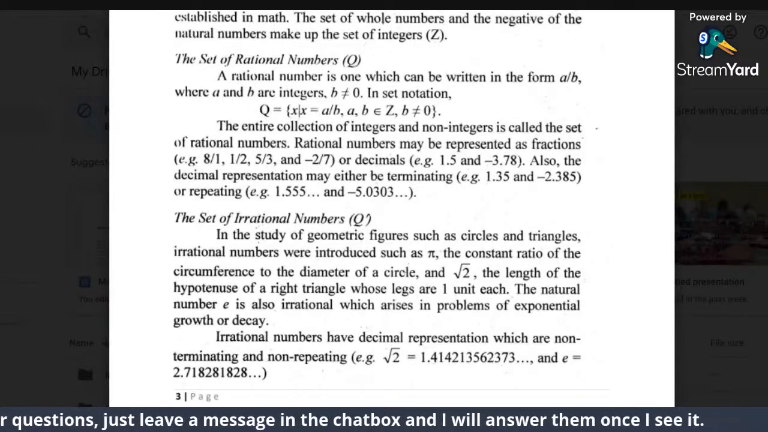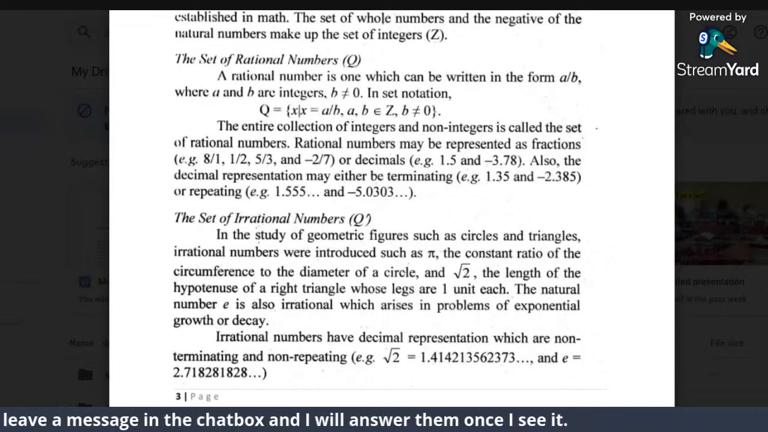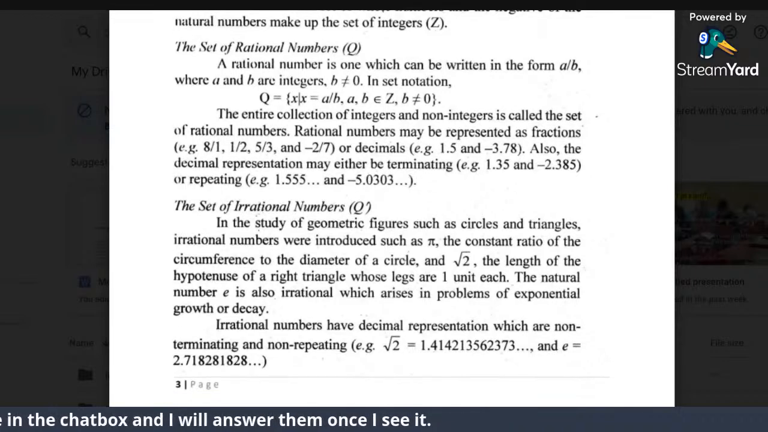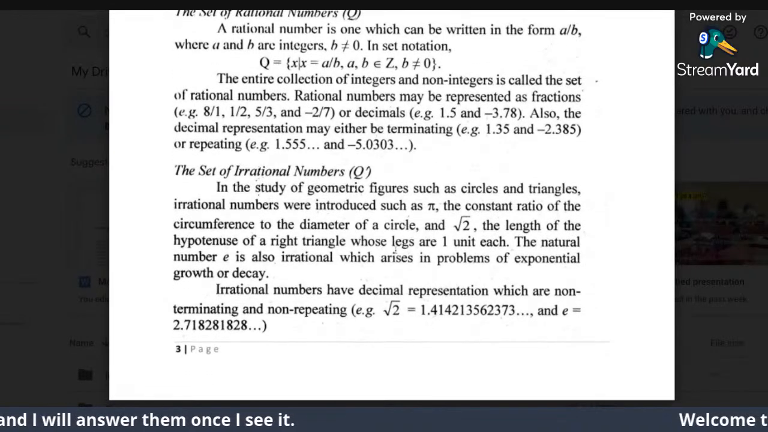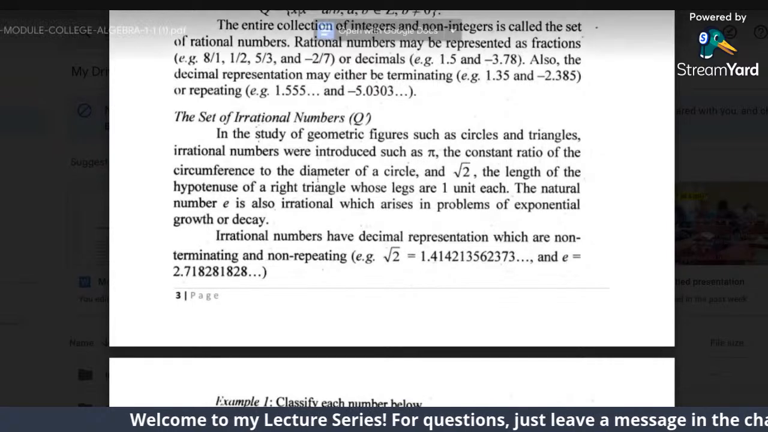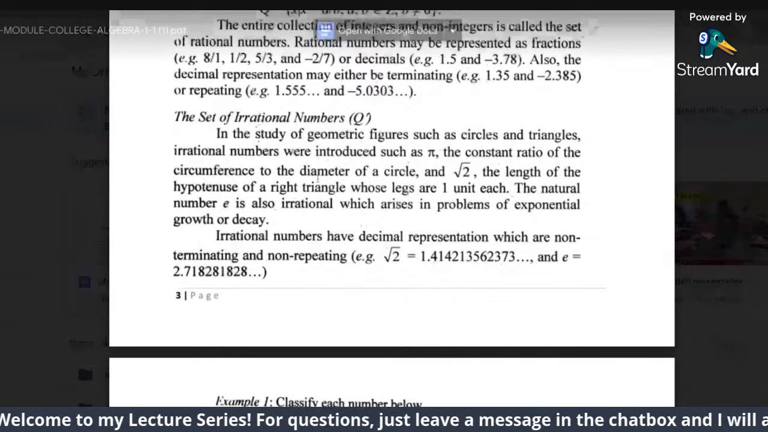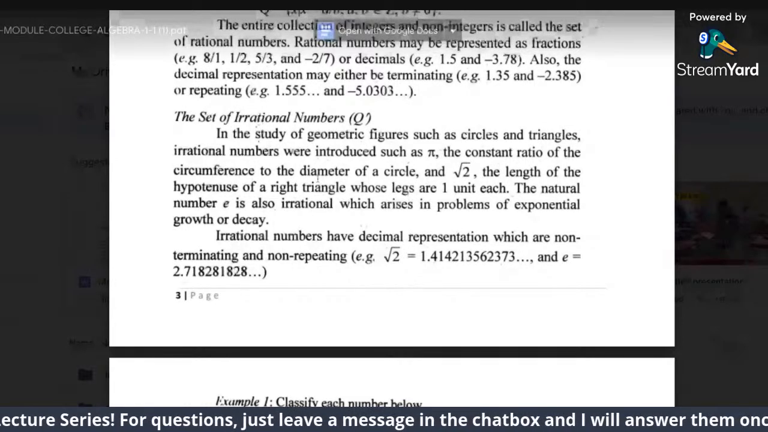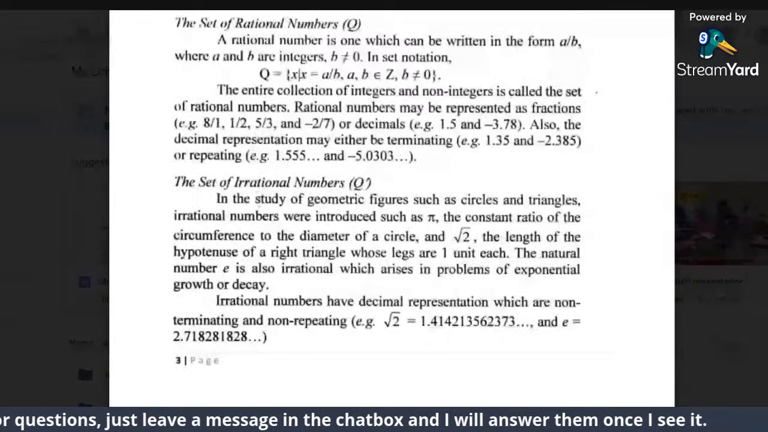Okay. Now, when we talk about the set of irrational numbers, it says here, in the study of geometric figures such as circles and triangles, irrational numbers were introduced such as pi, the constant ratio of the circumference to the diameter of a circle, and square root of 2, the length of the hypotenuse of a right triangle whose legs are 1 unit each.